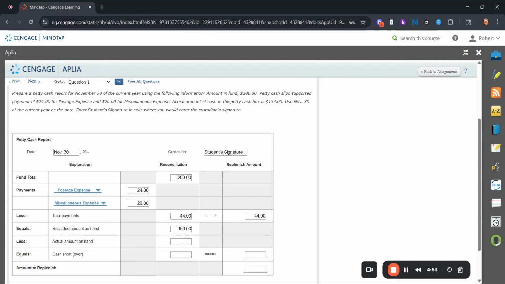But when petty cash was counted, it says up here in the directions, the actual amount of cash in the petty cash box was $154. So 154. So now we're going to subtract that amount from what we should have. So 156 minus 154 is $2. Notice it says short or over. So in this case, we're short $2.